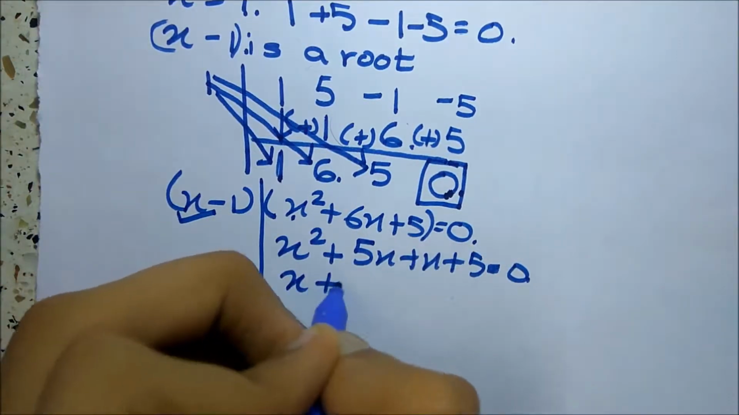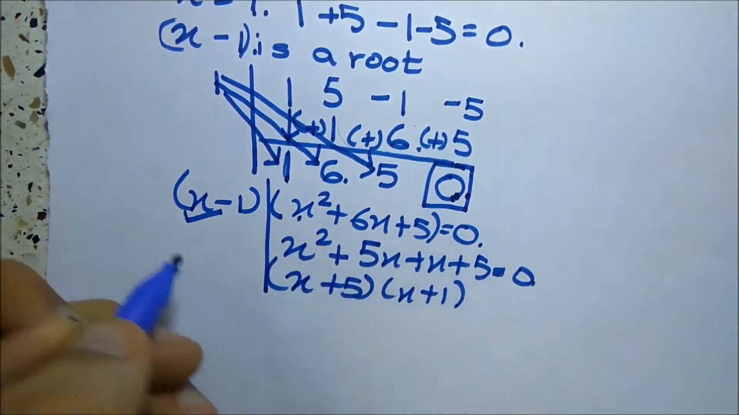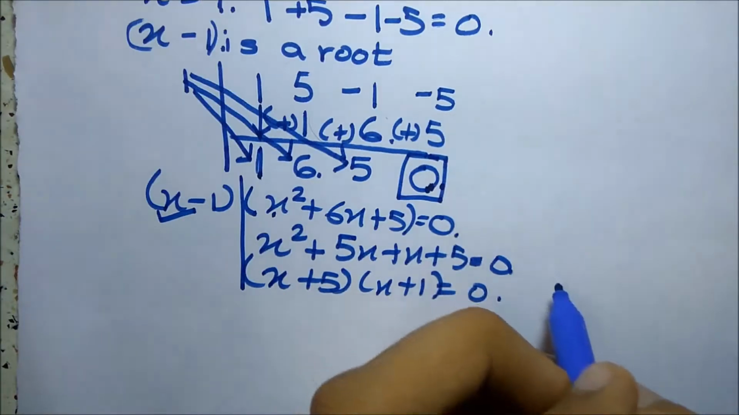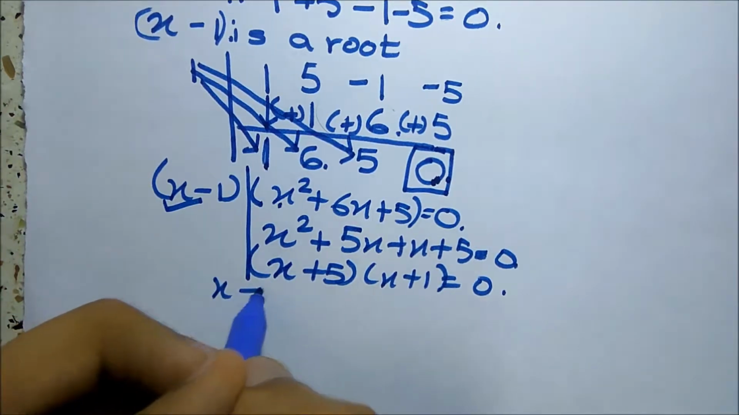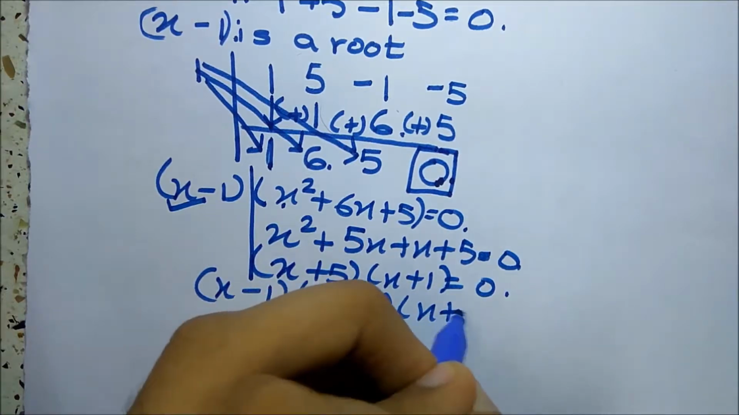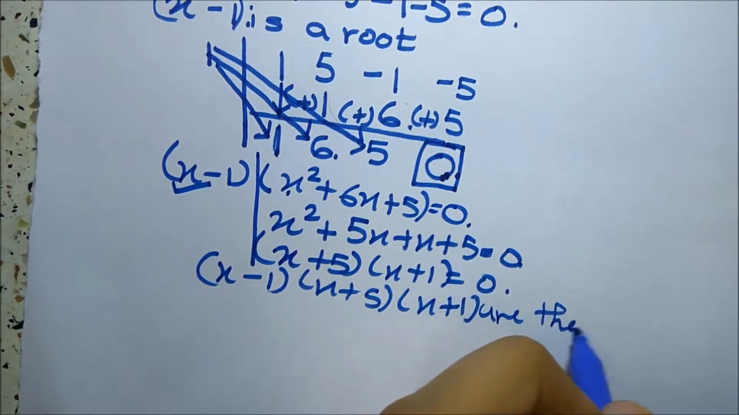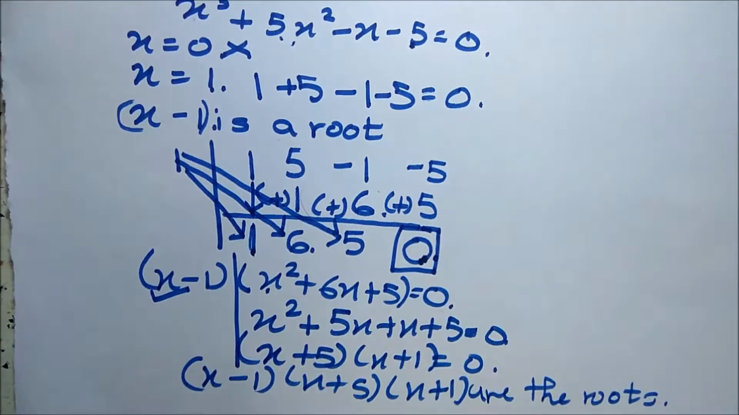x plus 5 and x plus 1. They are the roots of this equation. So in total there are 3 roots in a cubic equation which is satisfied. So we get x minus 1, x plus 5, x plus 1 as the roots. Now, I hope you all understand this method.